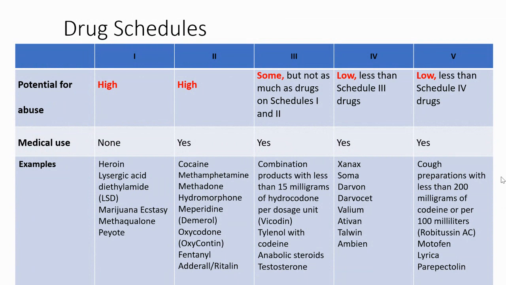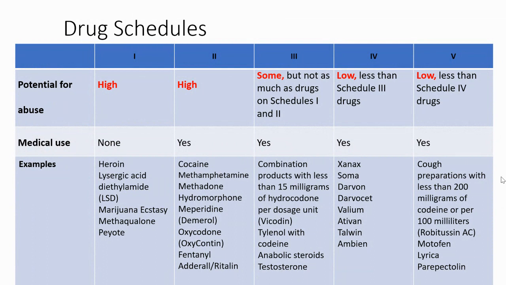Okay, then you have Schedule 2, potential for abuse, very high. Now there's some medicinal uses for it federally. We're talking about federal law here. And here we have cocaine, methamphetamine, methadone, hydromorphone, oxycodone, fentanyl, right? These are pretty serious drugs, and yet somehow the federal government says these are less risky compared to marijuana.